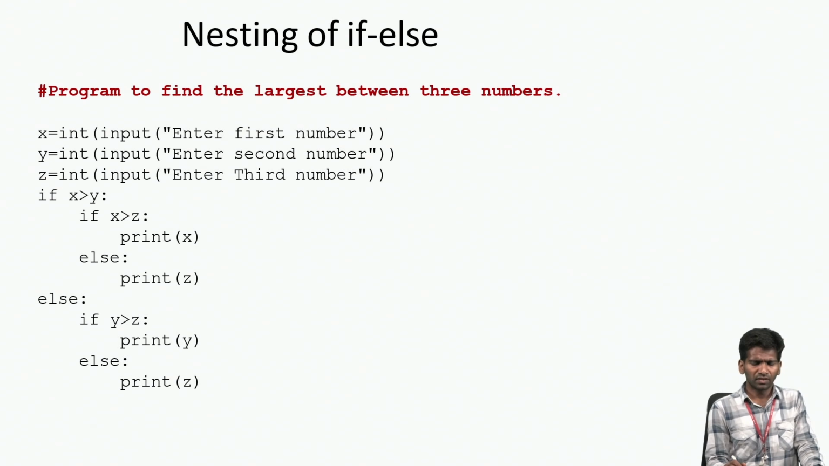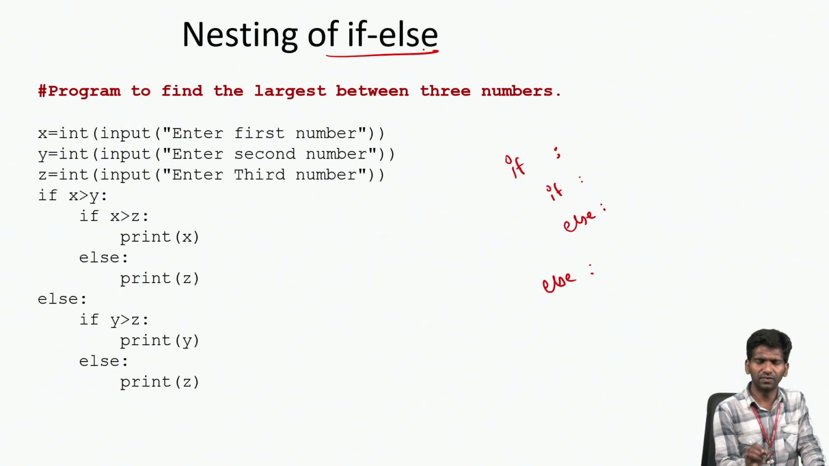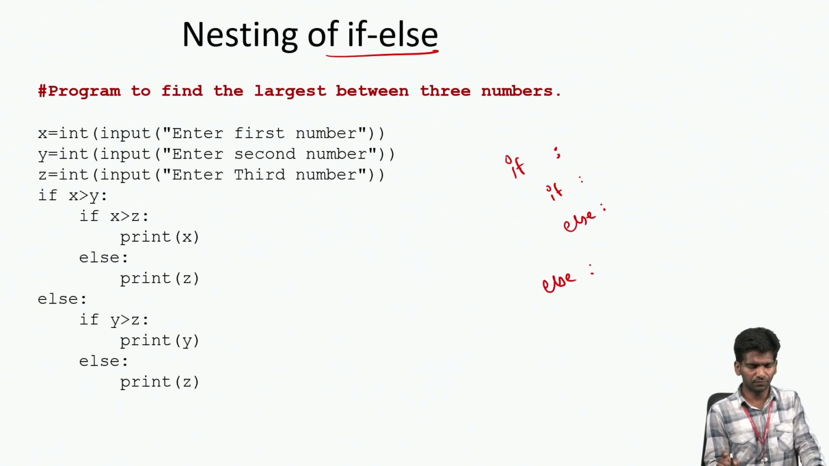Similarly for nesting of if else. What happens in nesting of if else? We have taken a simple if else, and in the if else we have another if else. That is nesting of if else. Nesting of if means in an if we'll have another if, but in nesting of if else, in an if else we have another if else. Here also we can have another if else.